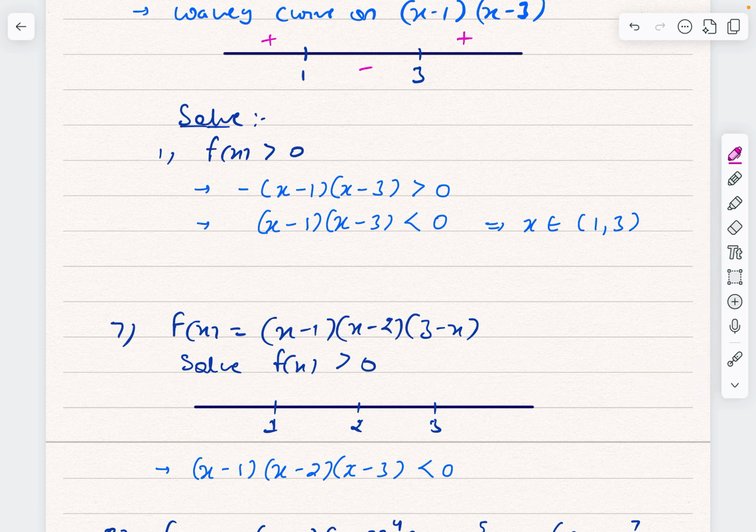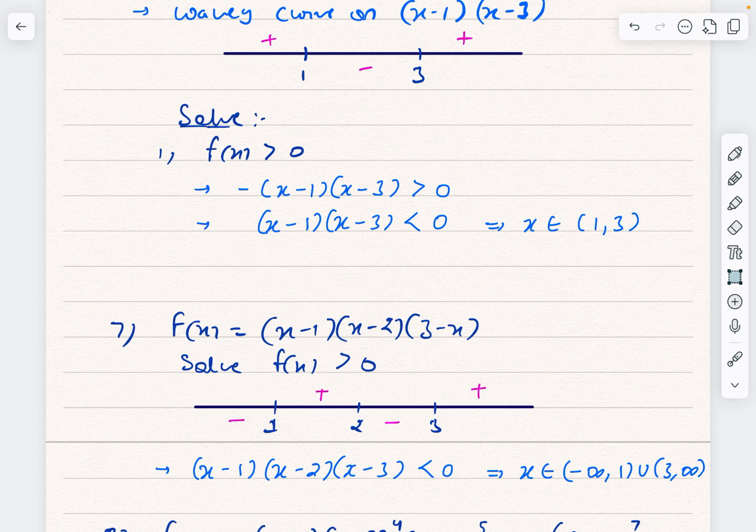Starting from the rightmost corner: positive, negative, positive, negative. We want less than 0, so the answer will be here: minus infinity to 1, union 3 to infinity. I hope it is clear.